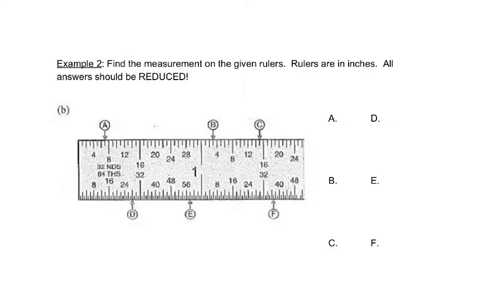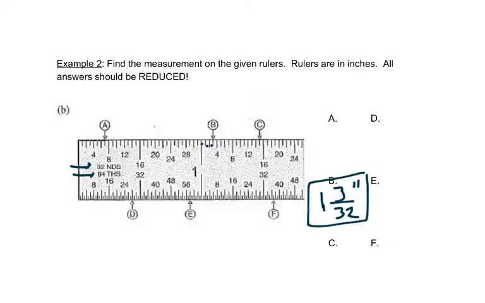Let's look at the next ruler. The next ruler tells us that the top is in 30ths and the bottom is in 64ths. So if we look at B first on the top, it's after the 1, so we'll have 1. We know it's on the top, so the denominator will be 30. And how many spaces after the 1 is it? It's 1, 2, 3 spaces. So we have 1 and 3/30 of an inch.